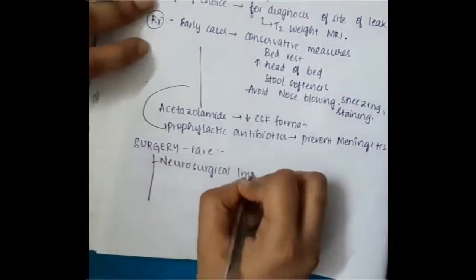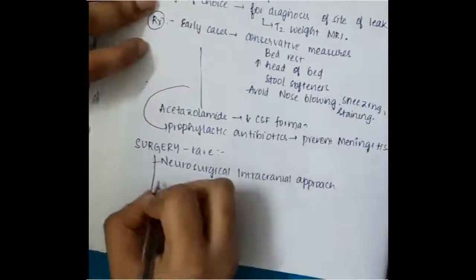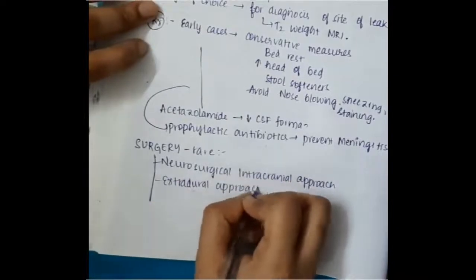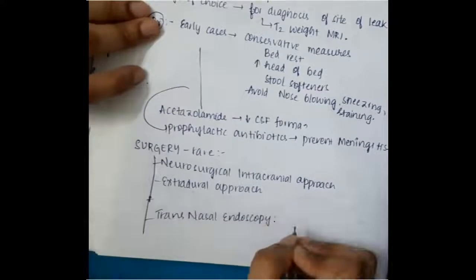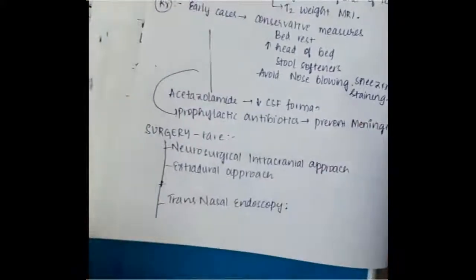Surgery is rare. A neurosurgical intracranial approach can be done, or an extradural approach, or we also have the transnasal endoscopic approach. So these are the important points about CSF rhinorrhea and all the fractures involved in the skull region.